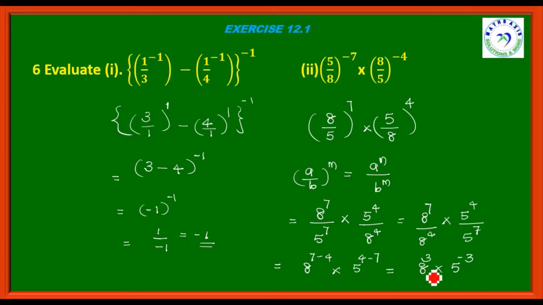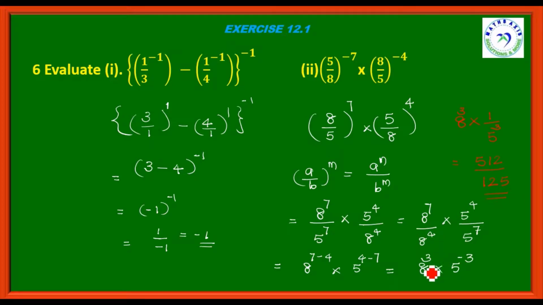So let us continue. 8 raised to 3 into 5 raised to minus 3. 5 power minus 3 we can write as 1 by 5 raised to 3. So 8 cube, 8 into 8 into 8 comes 512. 5 cube comes 125. So the answer of this question is 512 by 125.